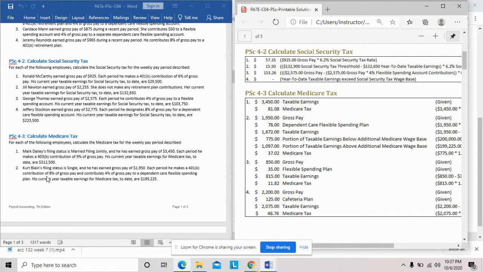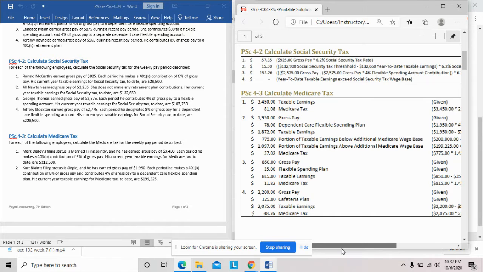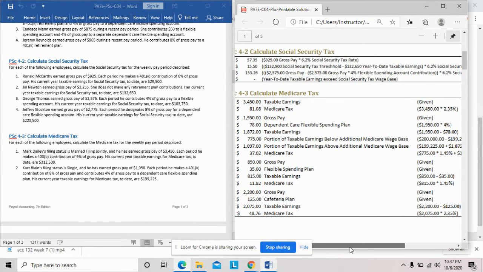And problem 2 here, Kurt Blaine, filing status single. He has earned a gross pay of 1950. Each period he makes a 401k contribution of 8% of gross pay and contributes 4% of gross pay to a dependent care flexible spending plan. His current year taxable earnings for Medicare tax to date are $199,022.5. So if I look here, the gross pay is given, right?